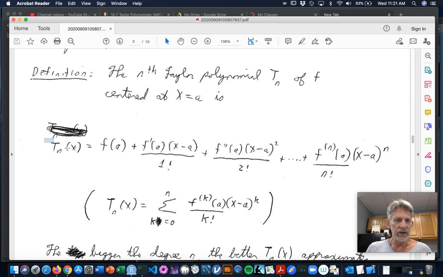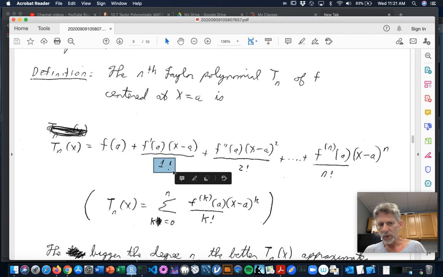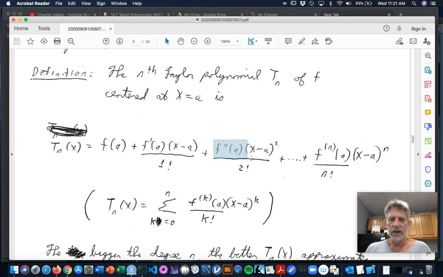T sub n of x is defined to be f of a plus the first derivative at a times x minus a, the linear approximation. I'm just going to write a 1 factorial there to get a pattern going, because 1 factorial is just 1. And then the next thing we had was the f double prime of a over 2.